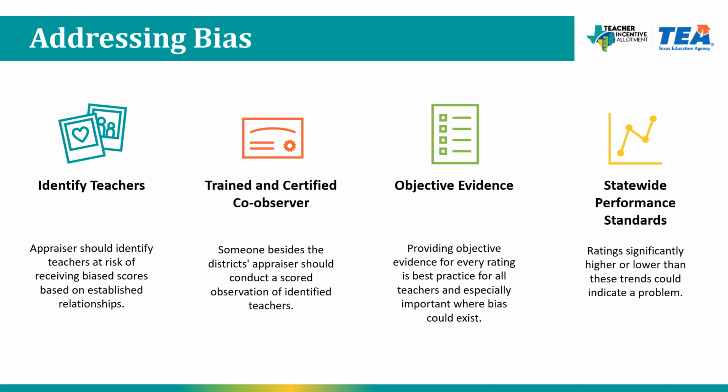We recommend using the statewide performance standards as a comparison point. These standards came from trends across the state, so ratings significantly higher or lower than these trends could indicate a problem. In other words, if the appraiser is rating far more or far fewer than 5% of teachers at 4.5 or higher, this could indicate a problem.